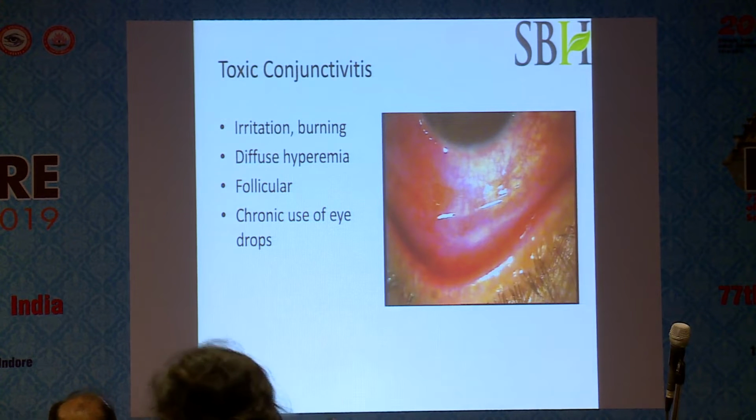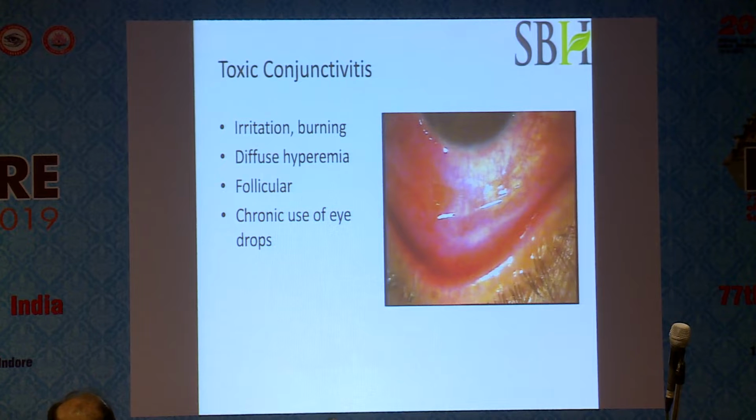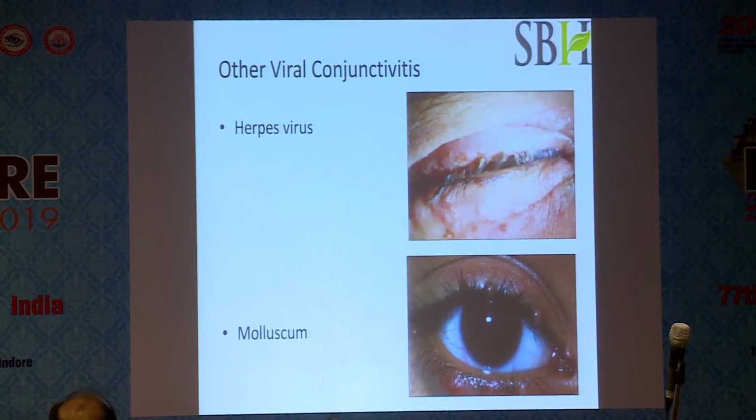Toxic conjunctivitis: the most common symptoms will be irritation and burning. There will be angry-looking red eyes, a follicular reaction, and a history of chronic use of eye drops. Other viral conjunctivitis like herpes and molluscum can also mimic, but in these cases you will find the typical lid lesions.